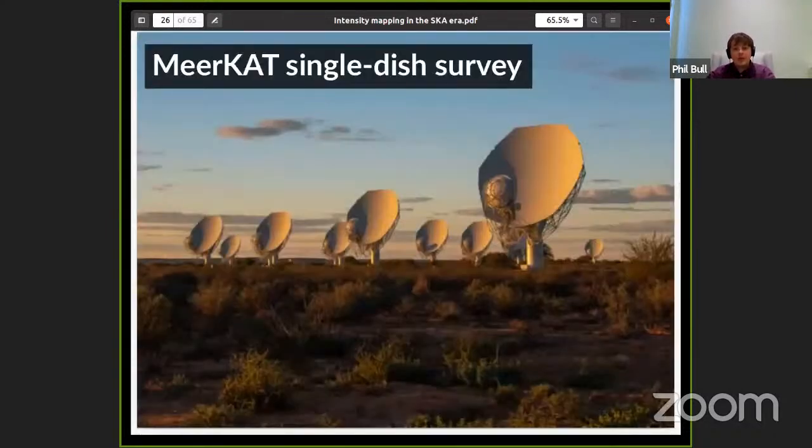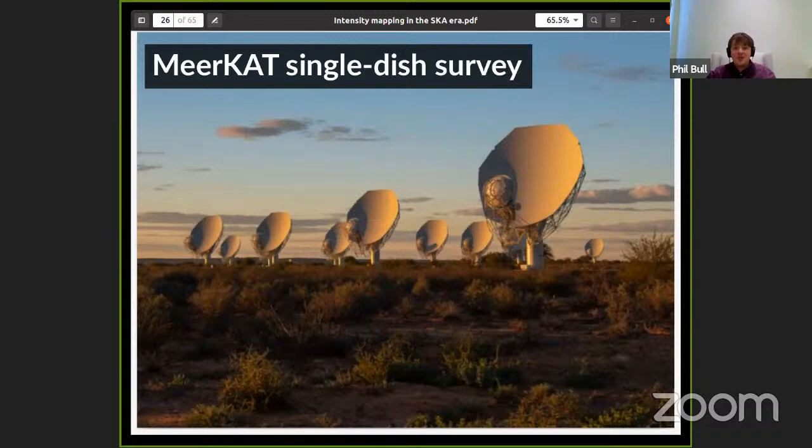So I think I only have about 15 minutes left. I'll give you a brief overview of this MeerKAT single dish survey, and then we'll have time to just go through one or two examples of things we should be able to do with intensity mapping in the future that are exciting from a fundamental physics and cosmology perspective.